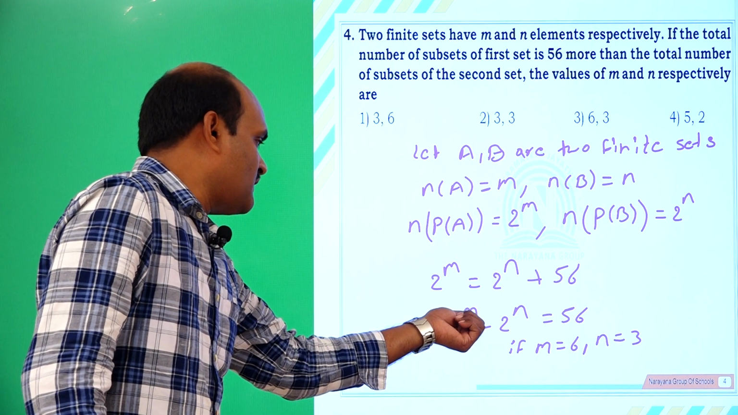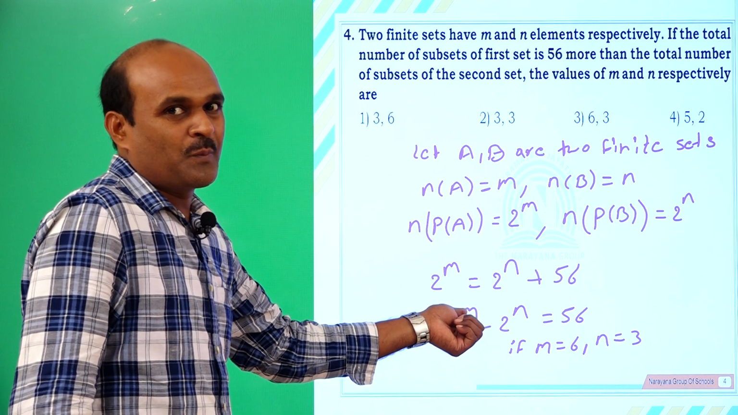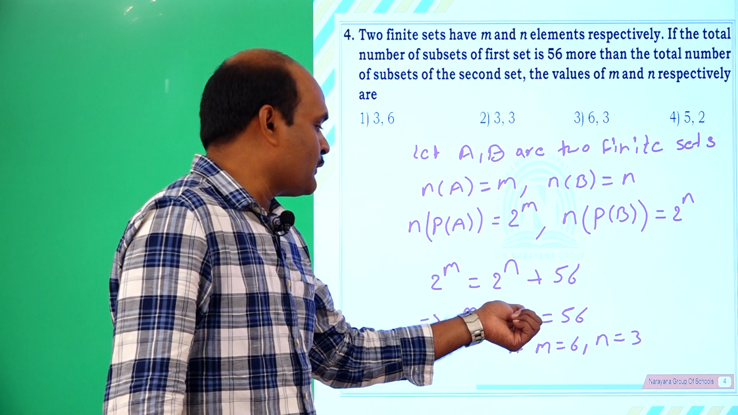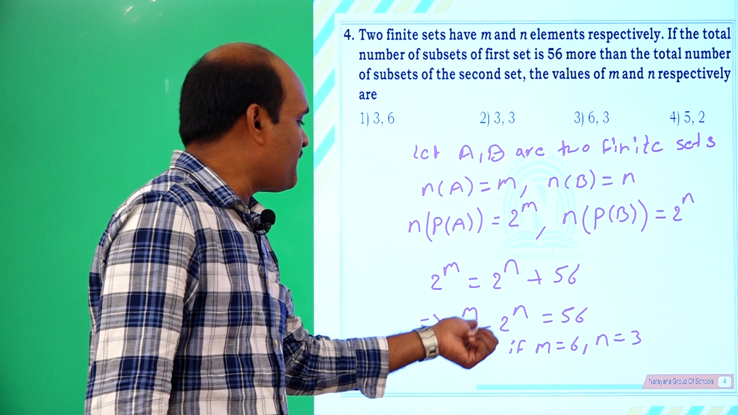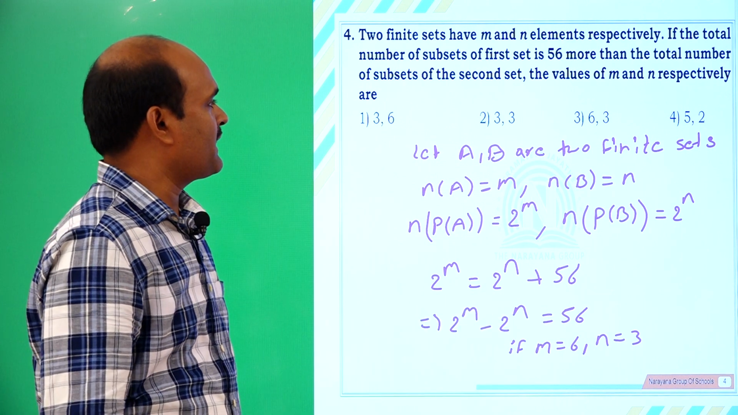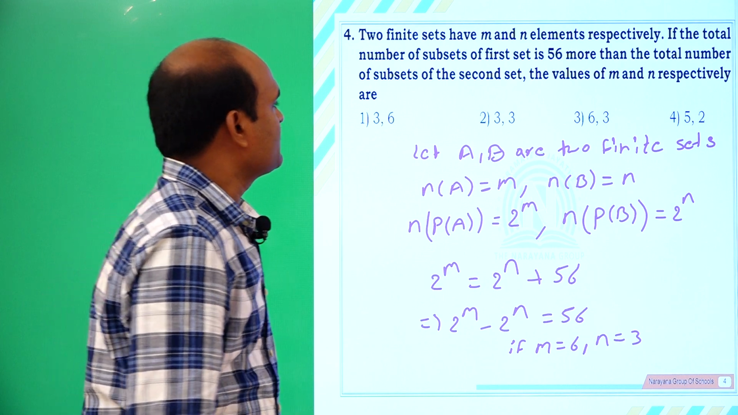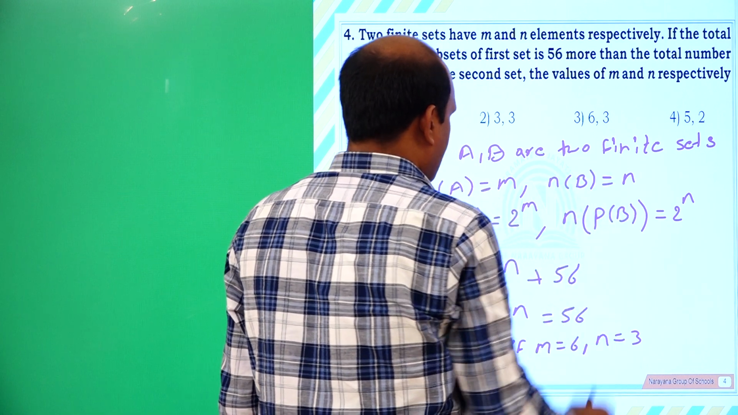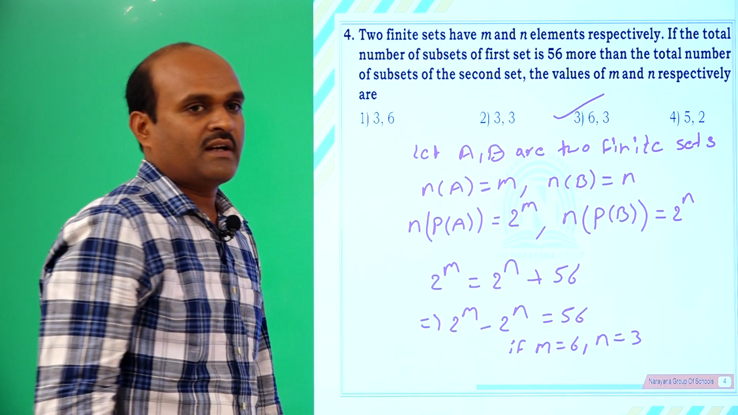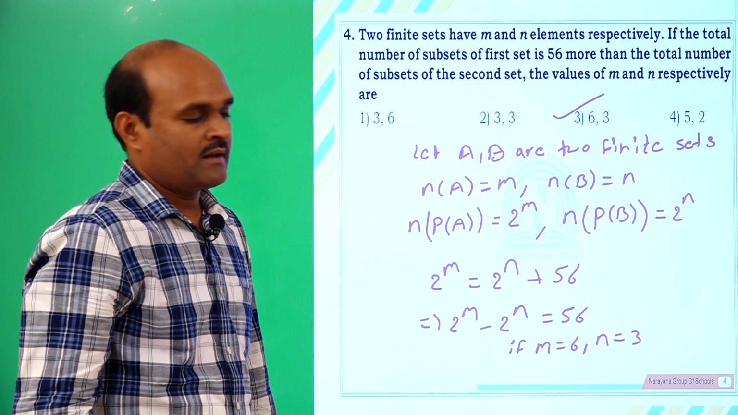If you substitute m is equal to 6, that is 2 power 6, which is 64, and n is equal to 3, 2 cube is 8. So 64 minus 8 is 56. Therefore the values of m and n are respectively 6 and 3. So the correct answer is the third option.